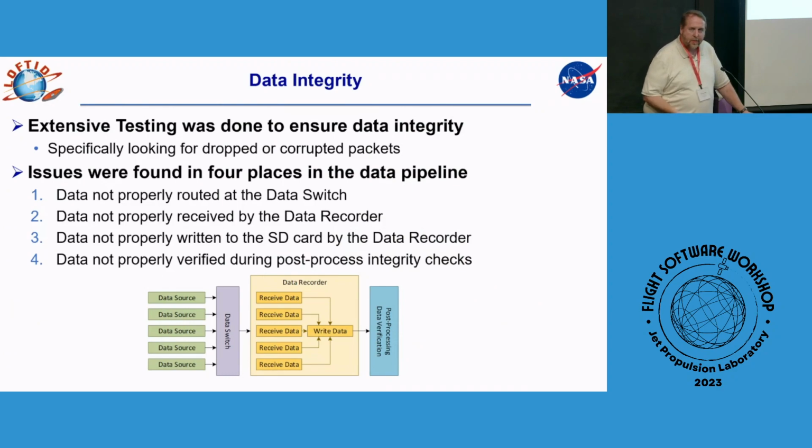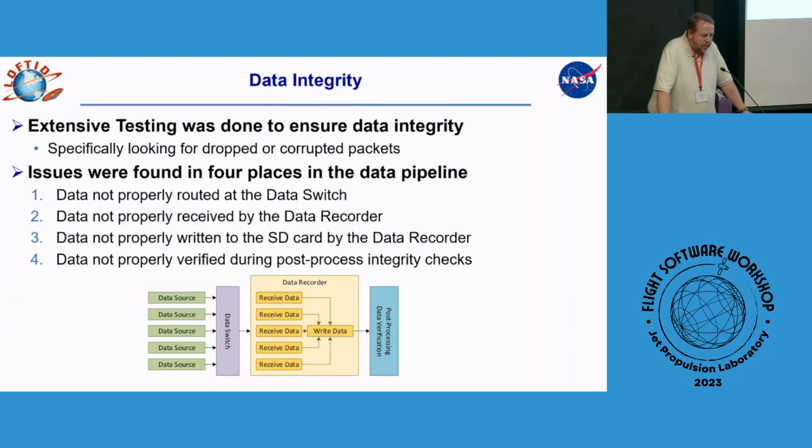What gets interesting is that because it's a data recorder, we really wanted to check our data integrity. So we spent extensive testing to make sure that our data was exactly right. What we found, if you look at this, we have a pipeline here. We have data sources. They send the data to the switch. That goes to the data recorders, to the threads there who write it. And then we do a post-processing check on it. We found data loss in all 4 areas. Well, 3 areas, and then the 4th area was how we found it.